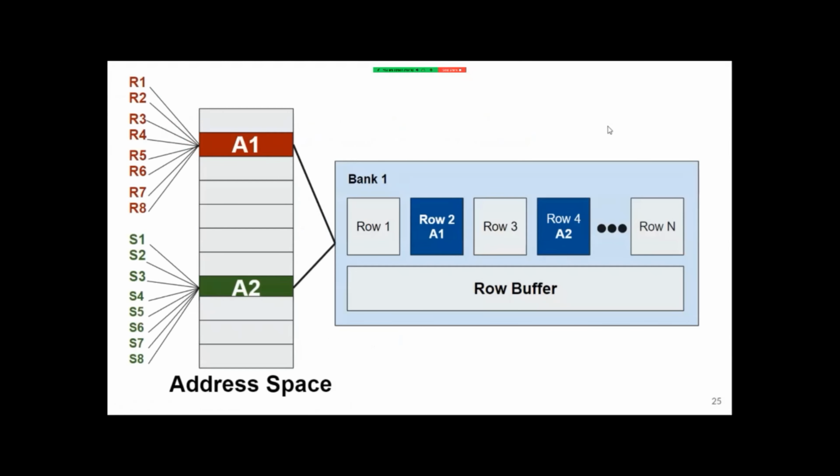To introduce our protocol, this diagram represents a machine with an 8 core 16 thread processor. We have 8 receivers from R1 to R8. Similarly, there are 8 senders from S1 to S8. Receivers are mapped to address A1 and senders are mapped to address A2. We must ensure that A1 and A2 are mapped in different rows, namely R2 and R4, but within the same bank, rank, and channel.